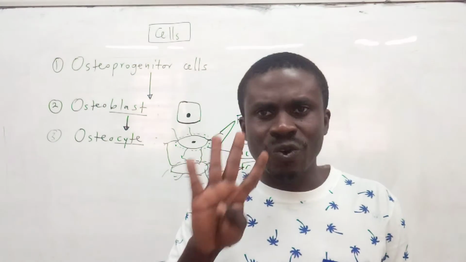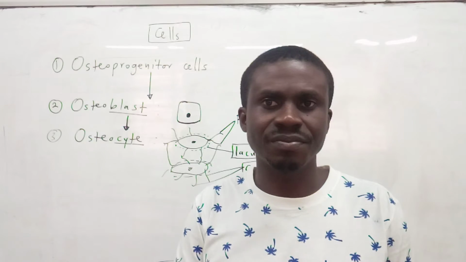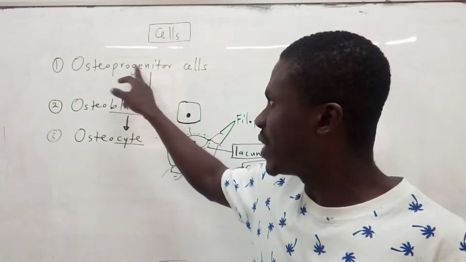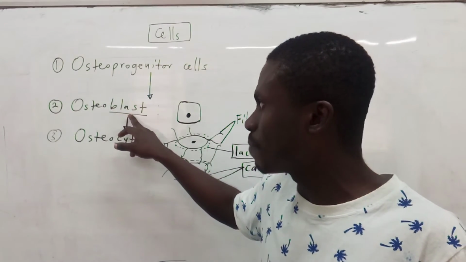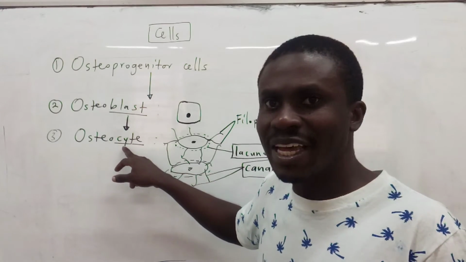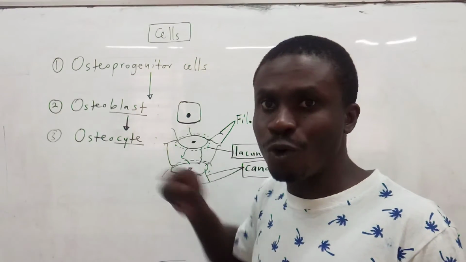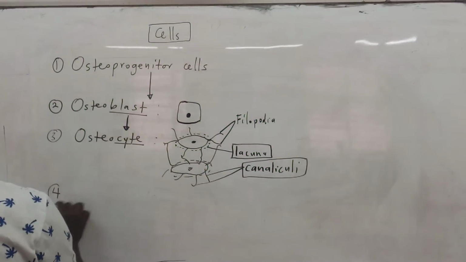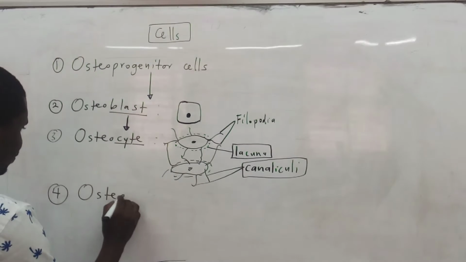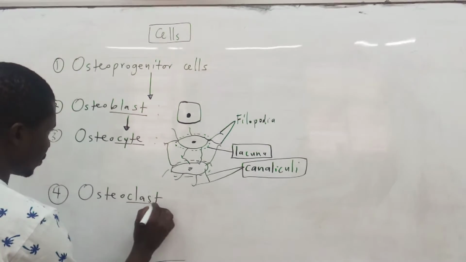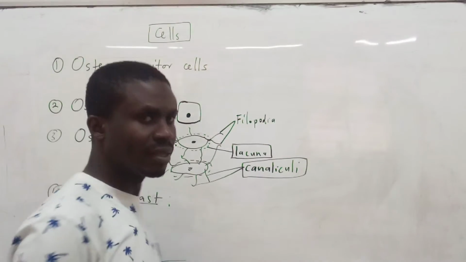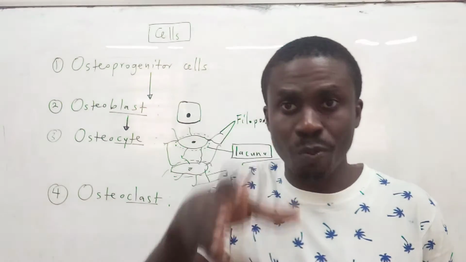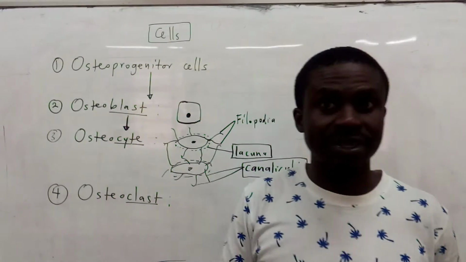Now, I told you that there are 4 cells of the bone tissue. This guy will not give rise to the next cell. Now remember, osteoprogenitor cells or osteogenic cells give rise to osteoblasts, and osteoblasts give rise to osteocytes. But my friends, osteocytes will not give rise to the next cell type that we have. Now, the 4th cell type is called osteoclast. Now, the suffix clast has to do with resorption, breaking the bone down. Resorption, yes, break the bone down.